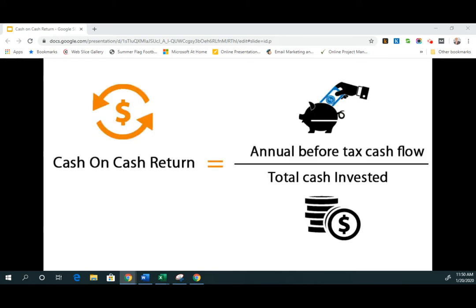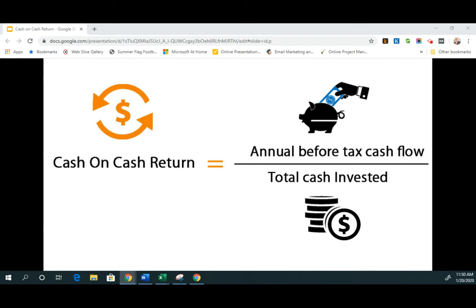Now, cash on cash is increased by having a higher loan to value on the property. However, a higher LTV increases your risk. While your return is increased, the net cash flow drops with greater leverage, and you'll have less cash flow to cover unexpected expenses.